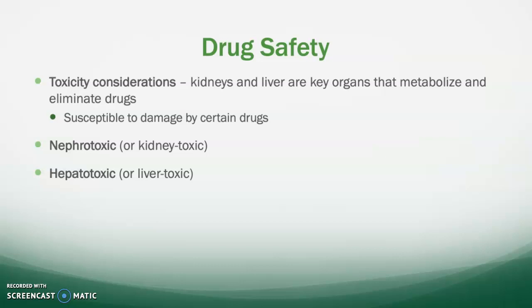So we also think about drug safety. We have to think of toxicity considerations. The kidneys and the liver are organs in our body that metabolize and eliminate drugs from us, and they can be susceptible to certain drugs. So we look for ones that hopefully are not nephrotoxic, or kidney toxic, or hepatotoxic, liver toxic. Those are two that we really want to be careful about.